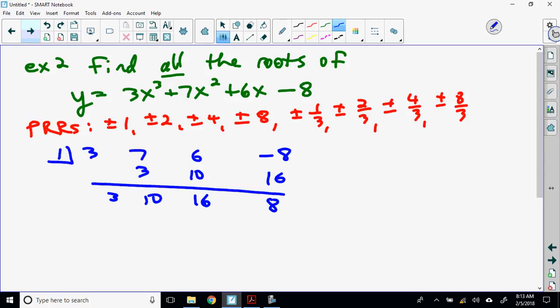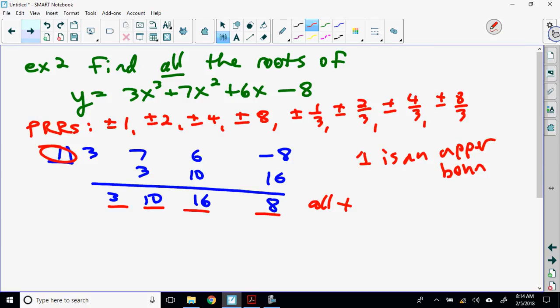Now, who can say something profound? Who's been paying attention? Who's been following along? It's an upper bound. 1 is an upper bound. Well, how do we know it was an upper bound? Because this bottom row of coefficients are all positive. Anytime that's the case, this number that we divided by is an upper bound.